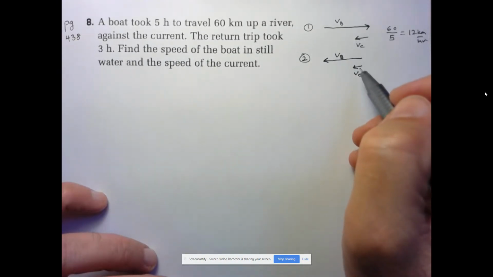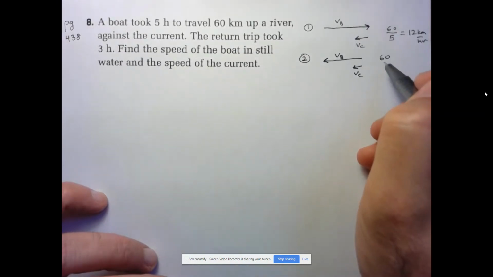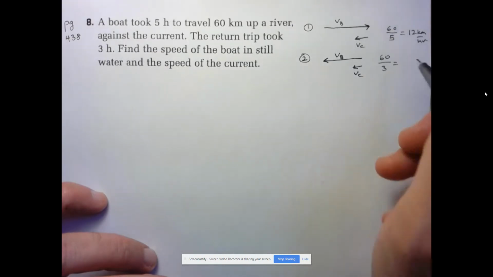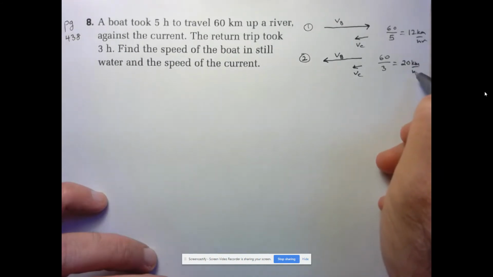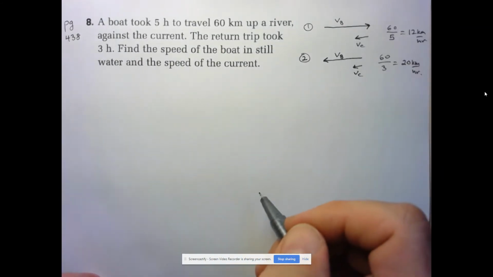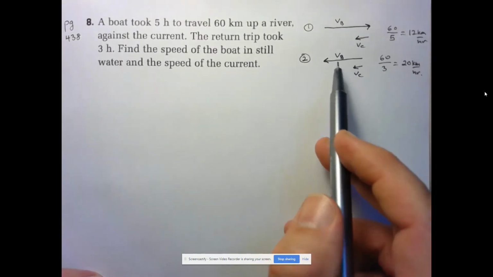Now, presumably, it should be faster since the current is helping you out. So here you do the same 60 kilometers distance, but over a shorter amount of time, 3 hours. So the resulting velocity here is 20 kilometers per hour, not surprisingly larger. But the question is, how are we going to determine these individual velocities?